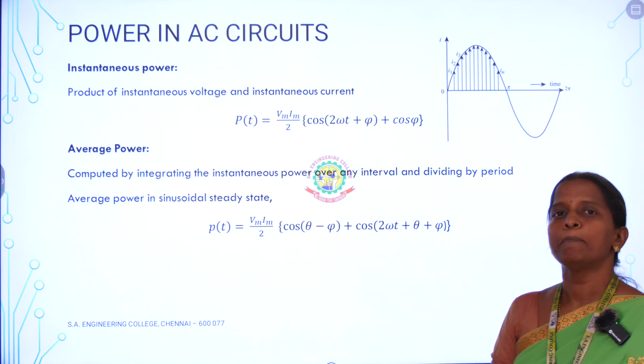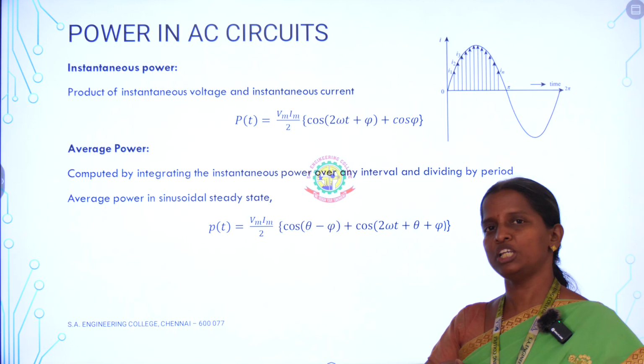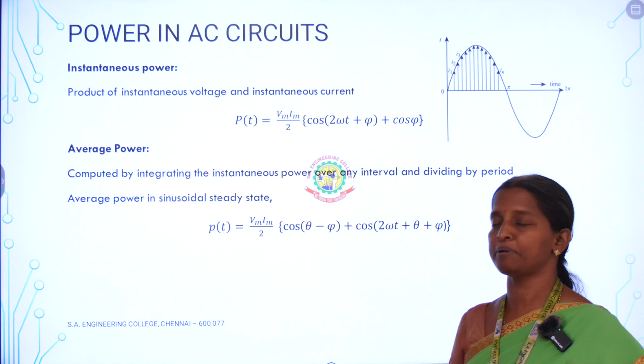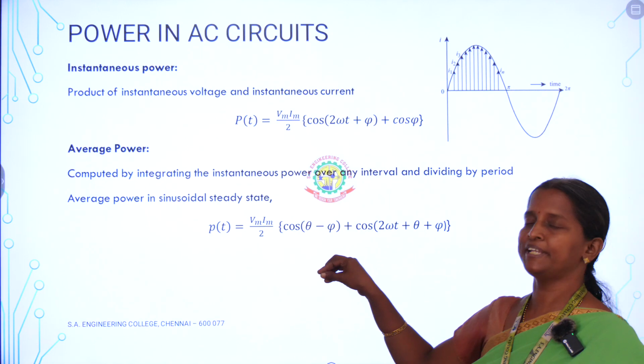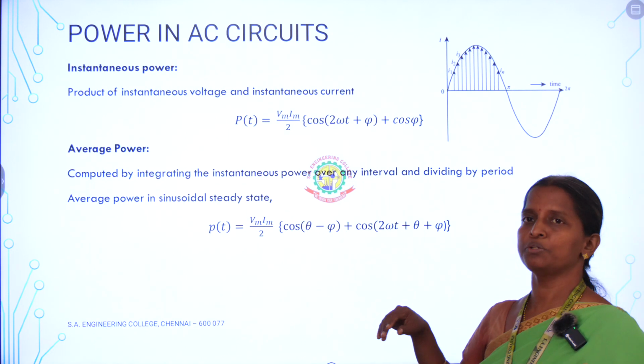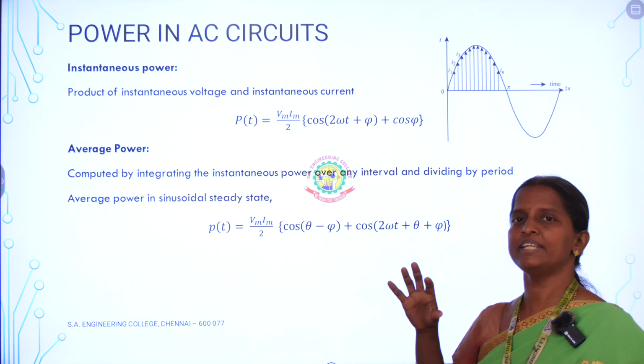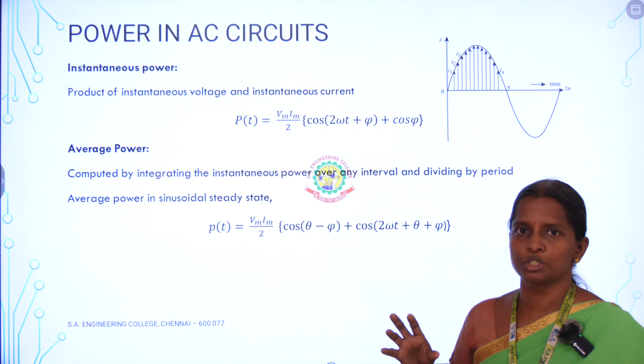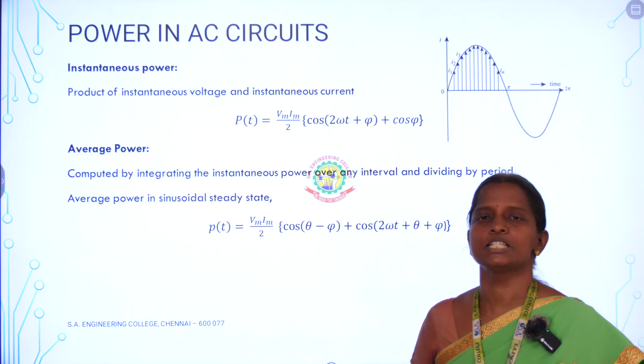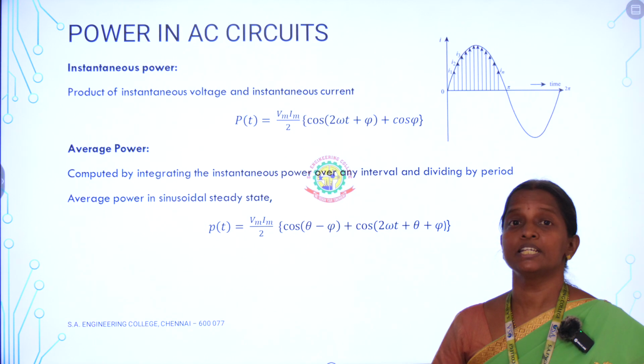And the next one is power in AC circuits. Actually, our topic is complex power and power factor. Now only we are entering into power in AC circuits. So what is power? What are the various powers in AC circuits? The first one is instantaneous power. So what is the instantaneous power?